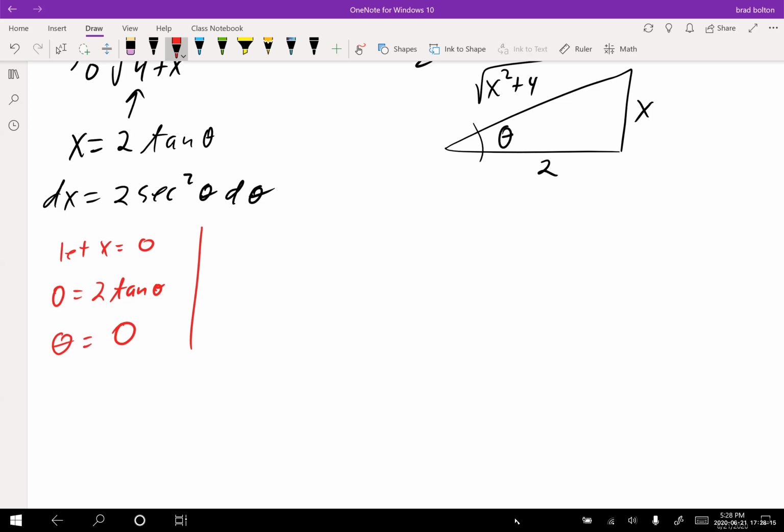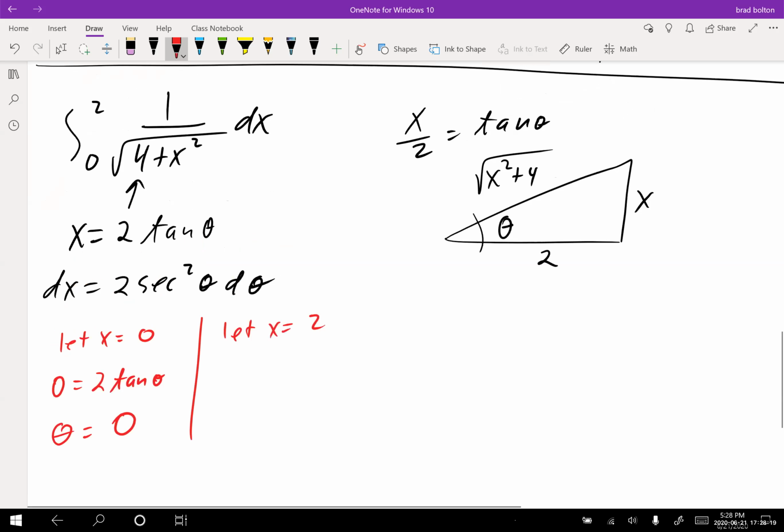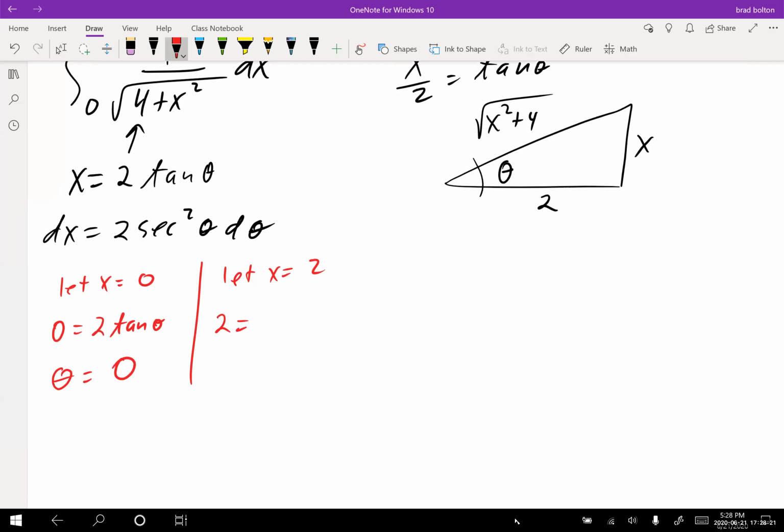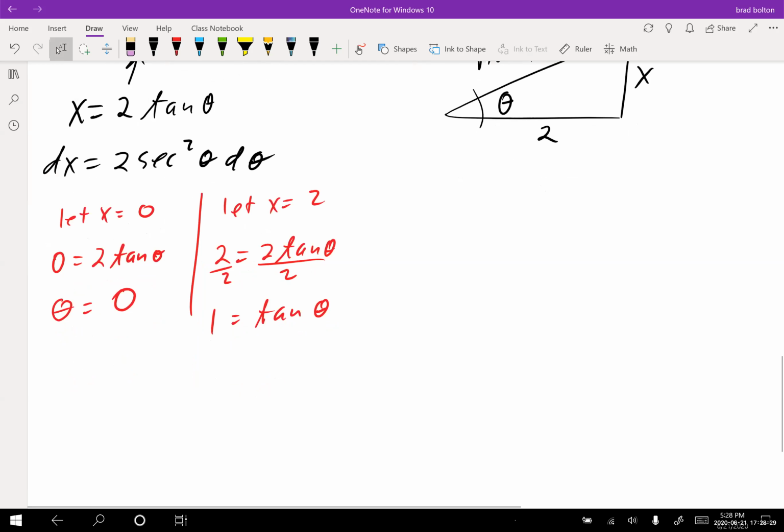Now we come over here and we say let x equal 2. So then we have 2 is equal to 2 tan theta, divide both sides by 2. So we have 1 is equal to tan theta. And we know that tangent is equal to 1 when theta is equal to pi over 4. And we know that it's between negative pi fourths and pi fourths. So this is the only option.